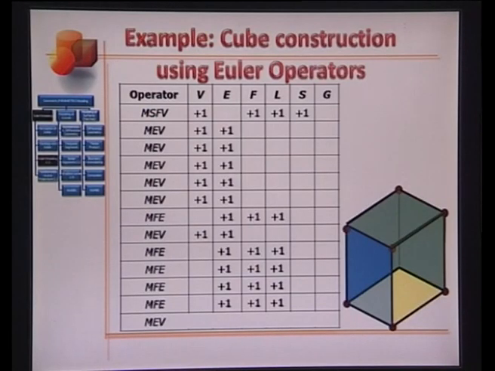And finally, make an edge and a vertex. If you look at this polyhedral model closely, what remains is to construct this edge and this vertex. We have just about finished the construction of a cube using Euler operators.